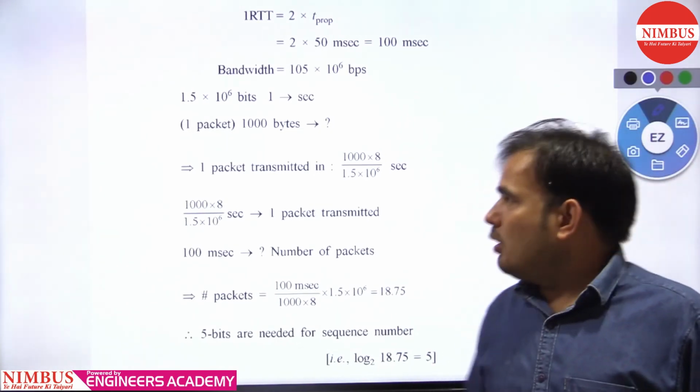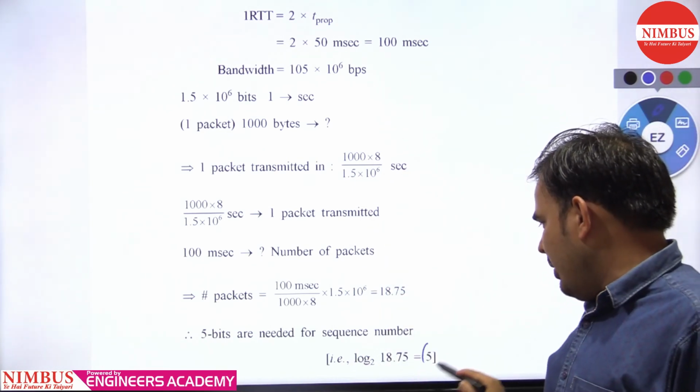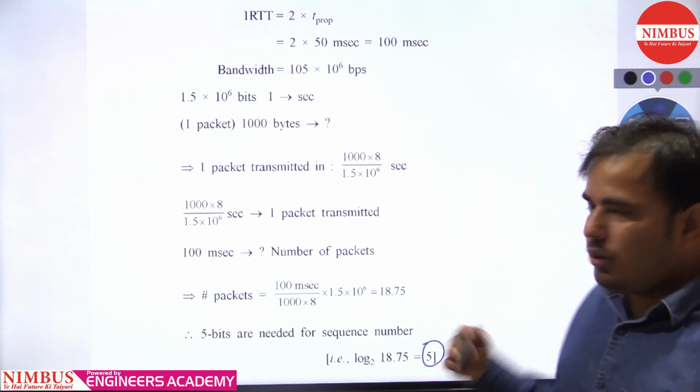You can see the solution also. They calculated it in a different way, but they are also getting 5 bits. So you can calculate either way.